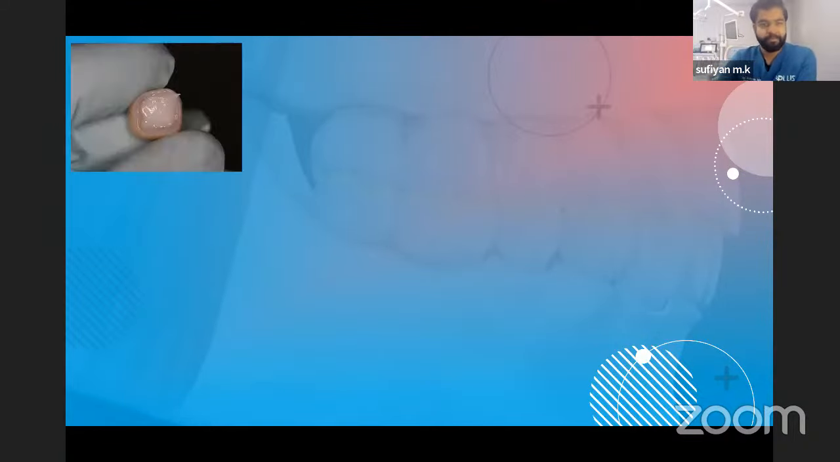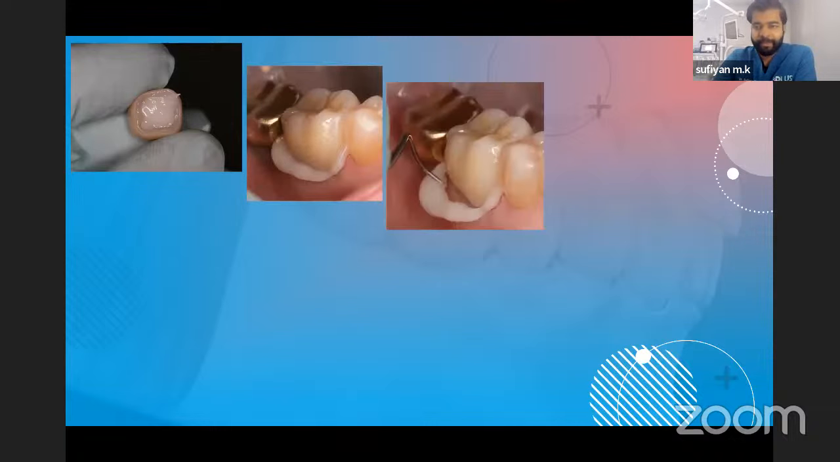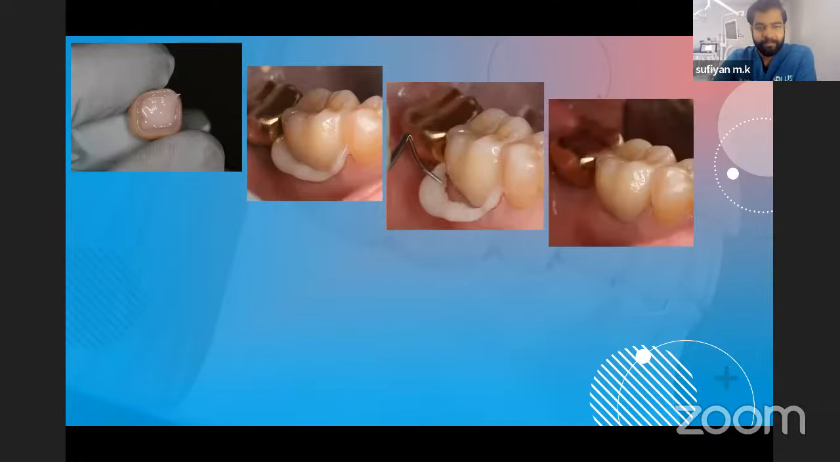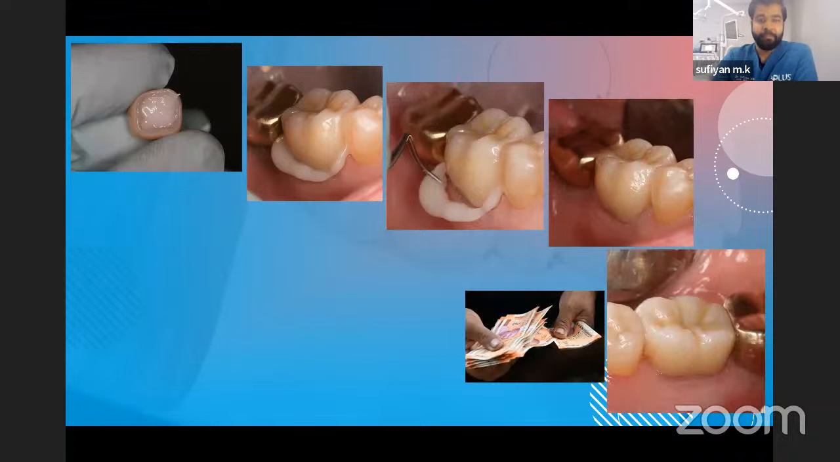So imagine this situation. 2 days back, you have cemented a crown. You made sure there is no excess cement, all clean. You checked the occlusion, everything is fine. Patient is happy, paid the charges, remaining charges, whatever the patient had to pay. Patient walks out from the clinic happily.